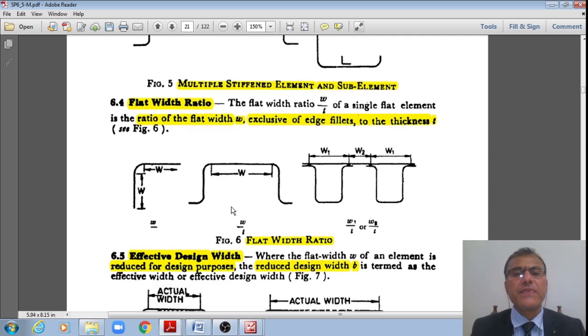In this figure, leaving these curved regions, from the starting of this straight portion to the end of this straight portion, beyond which curved portions are there, that is the straight portion. This straight portion is what is called the flat width W, and its ratio to the thickness is W by T, etc.